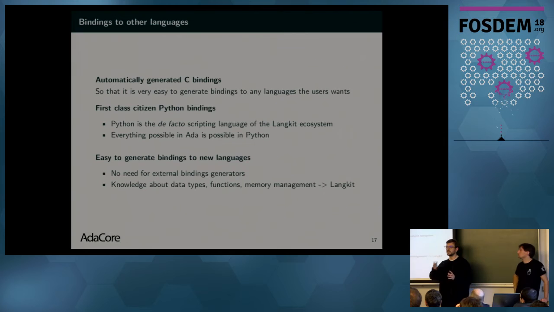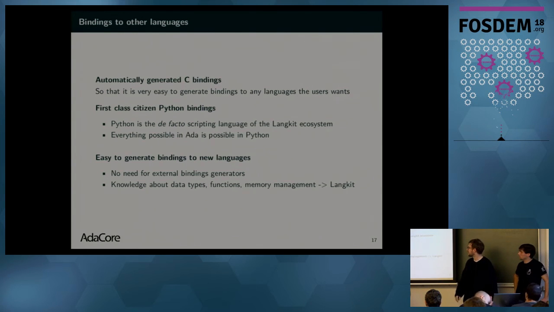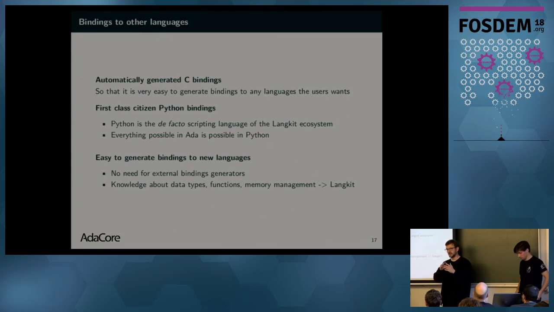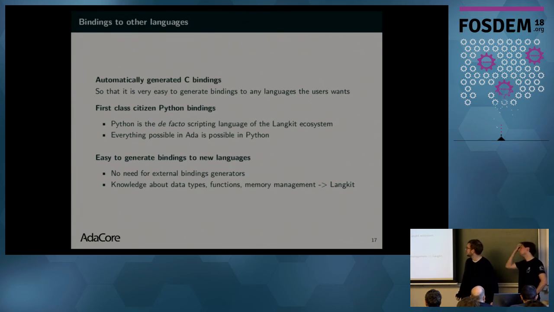So once you generated your library, you can right away use it from Python, launching an interactive shell. And for example, parsing a source code and asking for knowledge about the code. And it's easy to generate bindings to new languages because Langkit has the knowledge from the language specification about everything, the data types, the fields, the functions that are available, so it can very easily generate bindings to other languages.